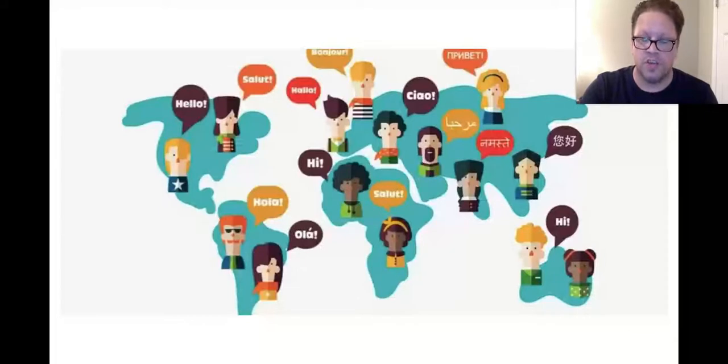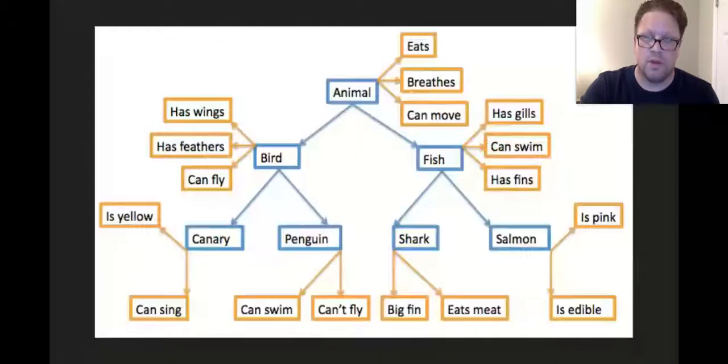So language is a communication system that involves using words and systematic rules to organize those words to transmit information between individuals. Languages can be spoken, they can be written, they can be signed. There's actually a lot of different ways you can use language.